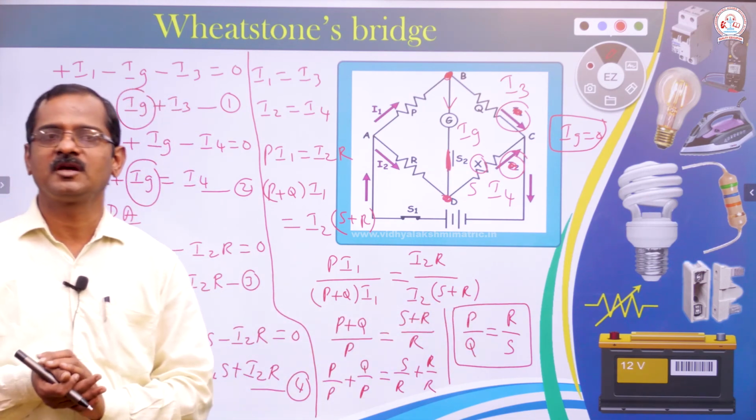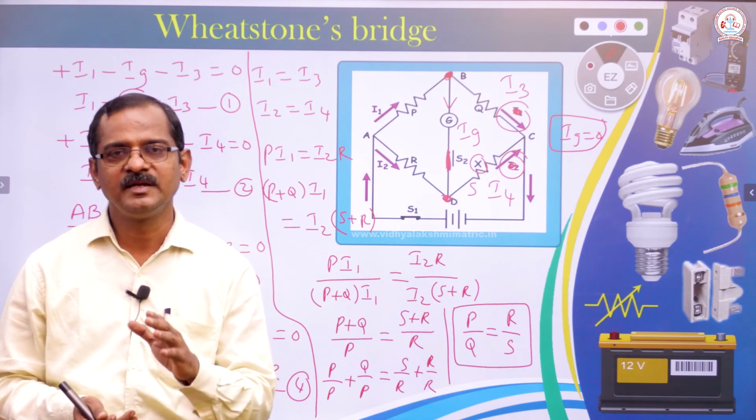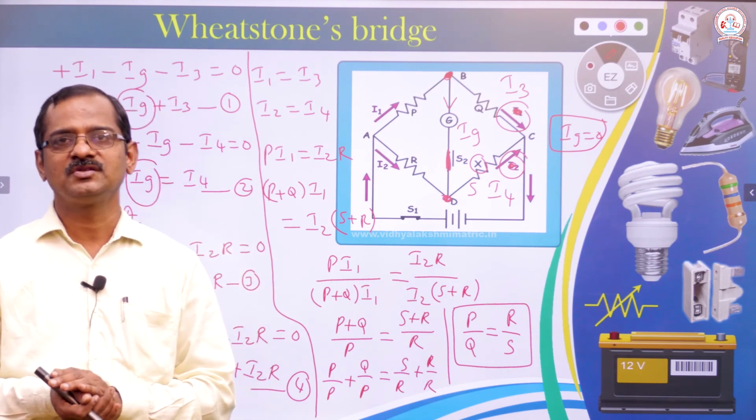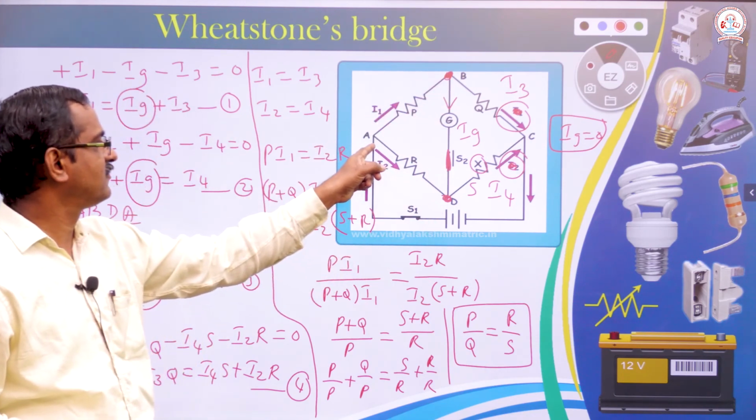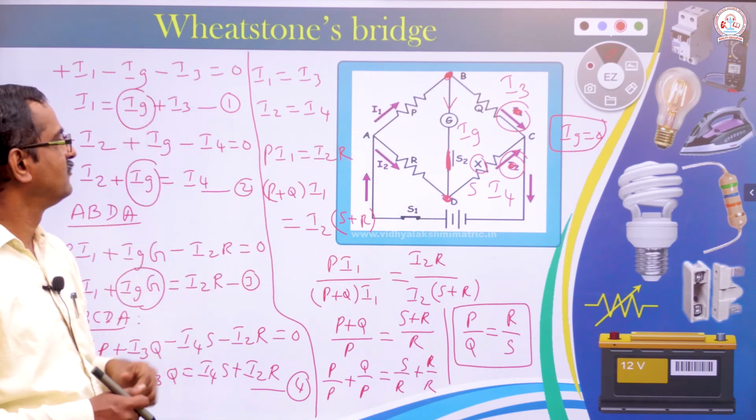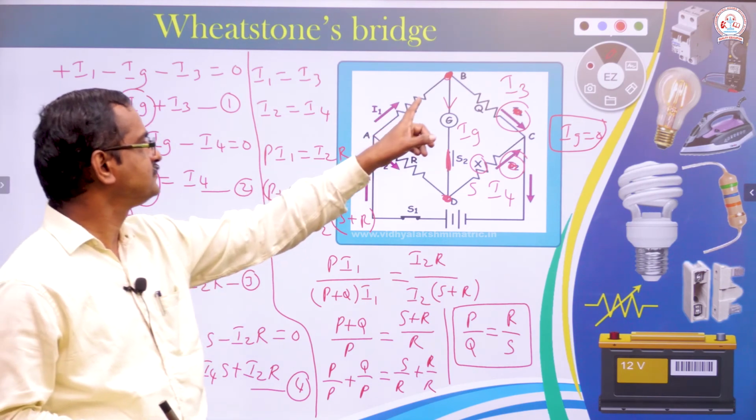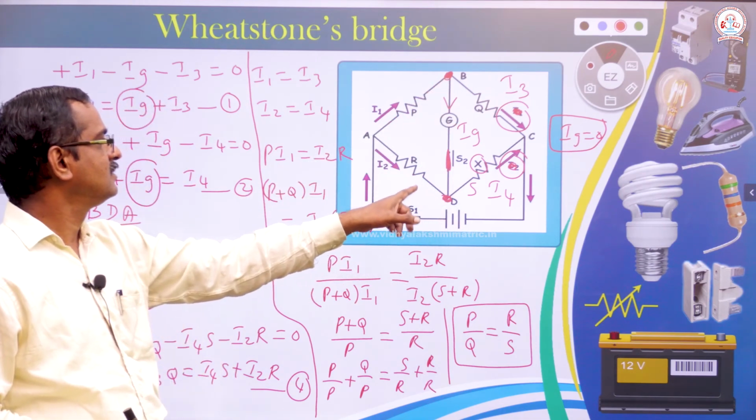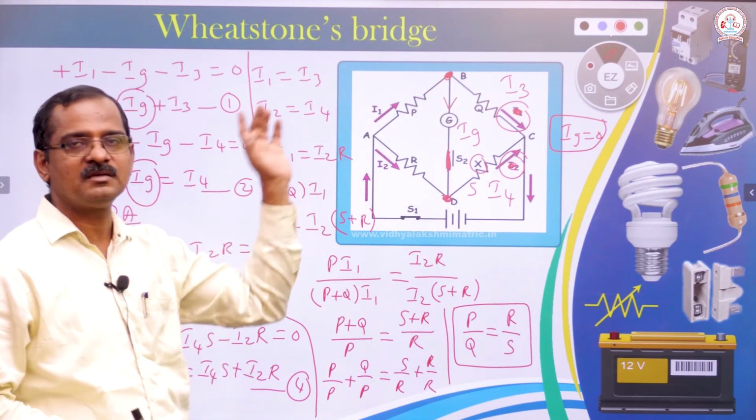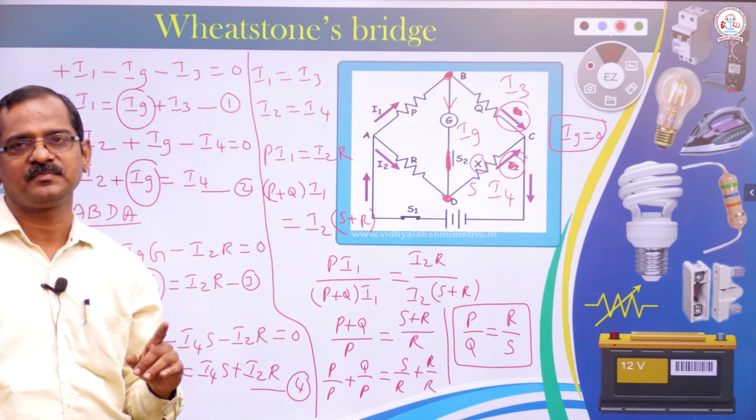In the Wheatstone bridge, we are applying Kirchhoff's first rule and second rule. Kirchhoff's first rule is that the algebraic sum of current meeting at a junction is 0. We are applying Kirchhoff's first rule to the junctions A, B, D, and then the junction B and D. If current is flowing towards the junction, take it as positive. If current is flowing away from the junction, take it as negative.